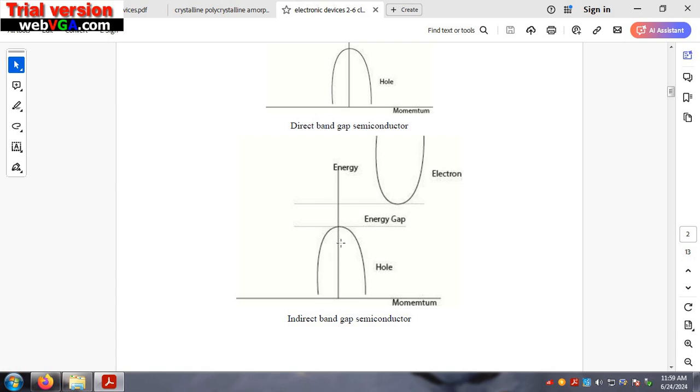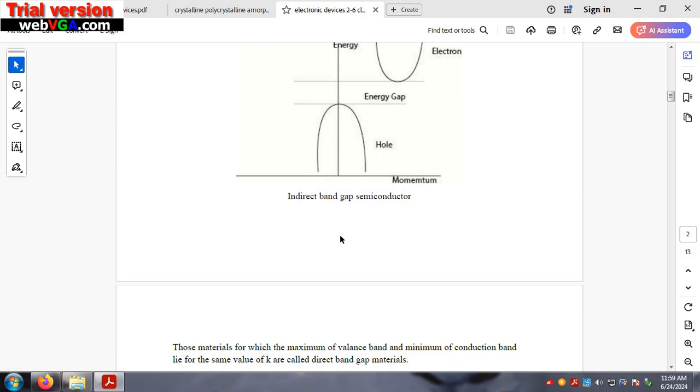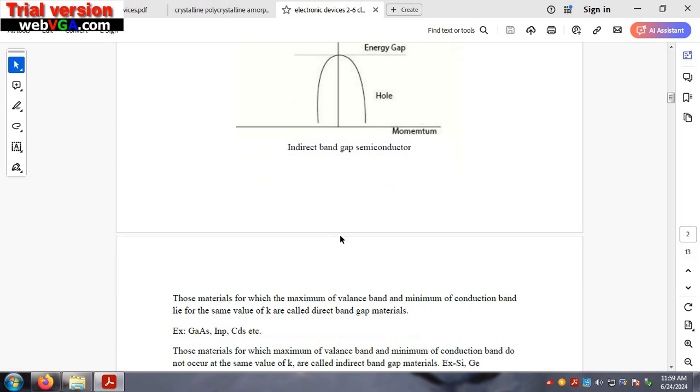If electrons are moving from the valence band towards the conduction band, then obviously there will be a change of energy as well as momentum. That means momentum values are changed if the electrons are moving from valence band to conduction band.